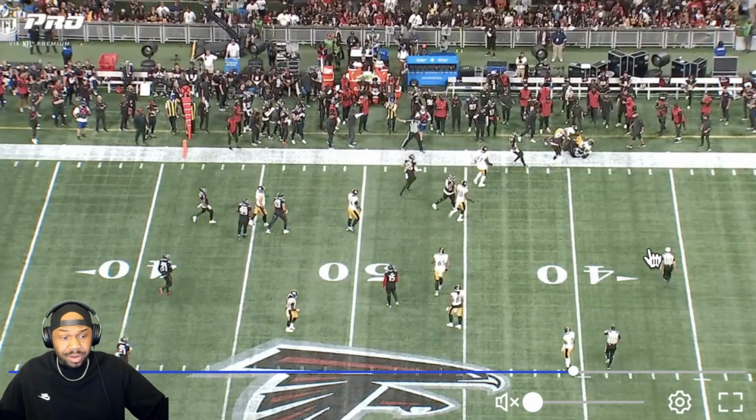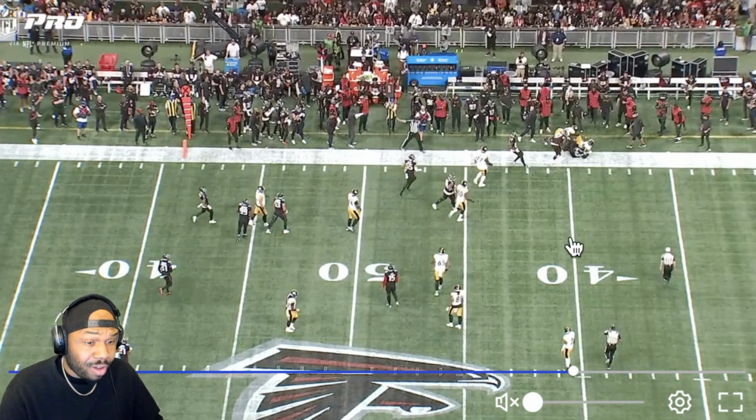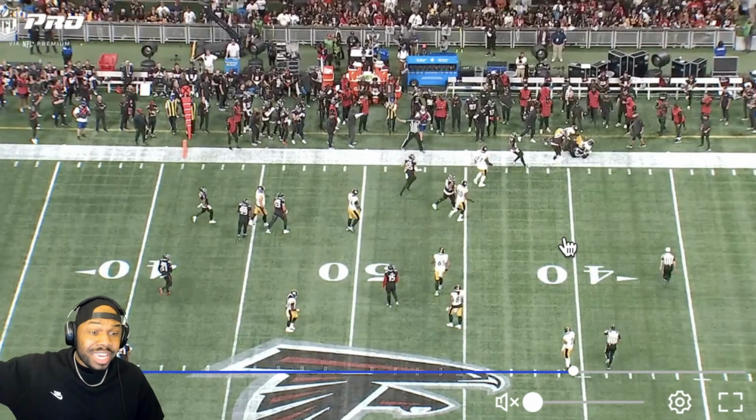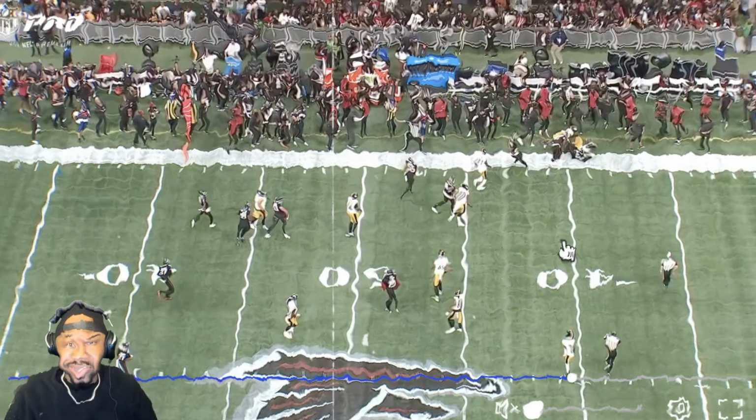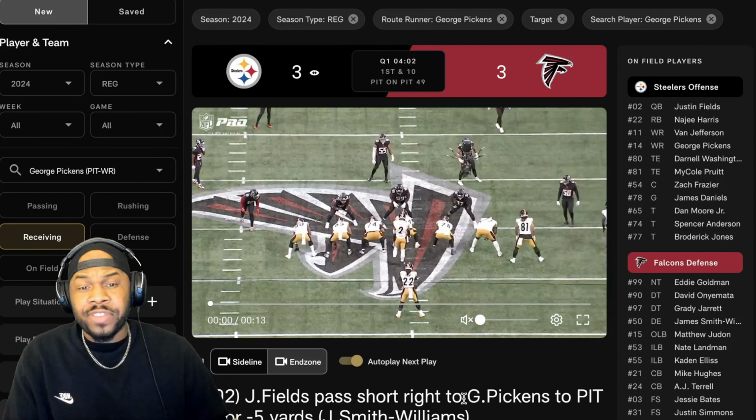He's supposed to check it down and then what? It's a -5 yards. So now you start to drive off. Now you start second and 15. Damn, defense already won that possession. And then I want to talk about the Steelers' offensive identity.